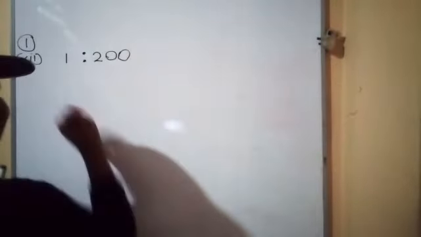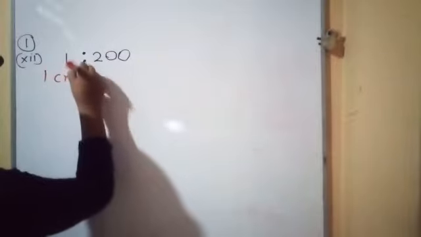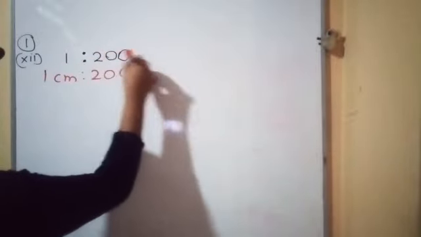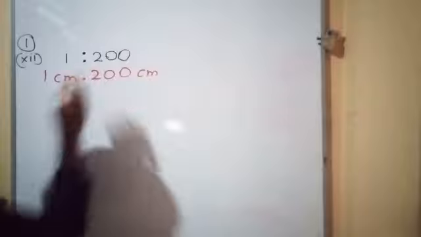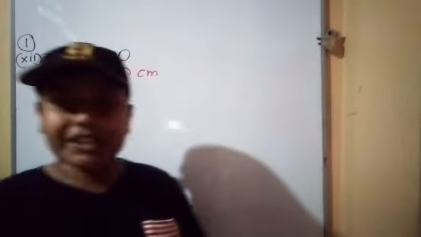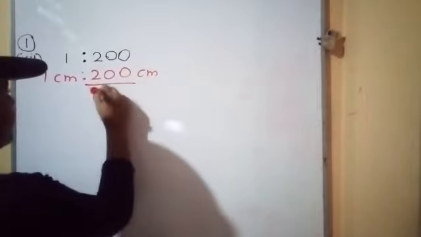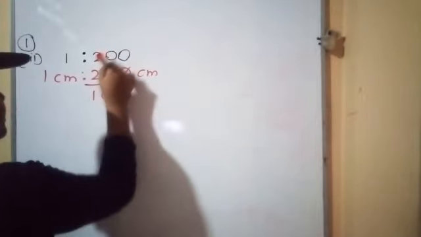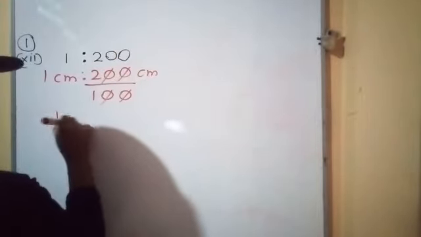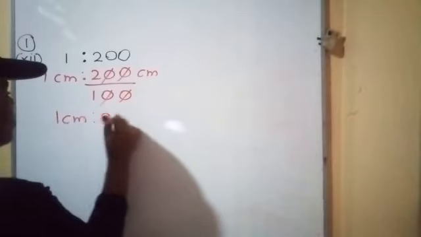That means, let's check that. 1 centimeter means 200 centimeters. So, if you want to calculate the measure in meters, then to find the actual length, divide by 100. Now, what is the answer? Now, 1 centimeter means 2 meters.